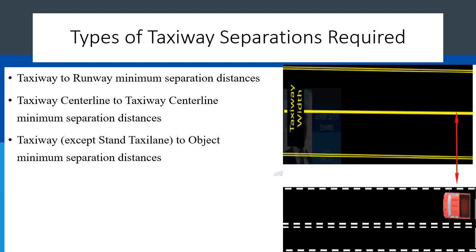We also have taxiway except stand taxi lane to object minimum separation distances. That is the distance between the center line of the taxiway to the nearest object, which could be an airport facility, a vehicle, or even a building next to the taxiway.